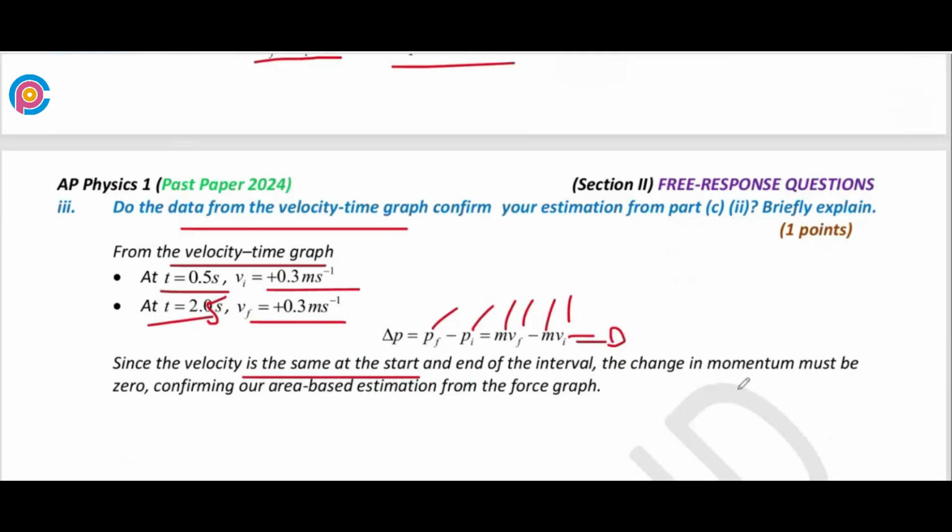The velocity is the same at the start and end of the interval. The change in momentum must be 0, confirming the area-based estimation from the force graph.